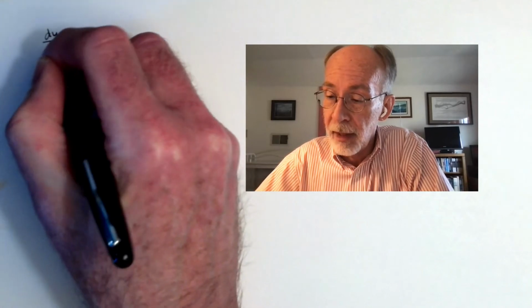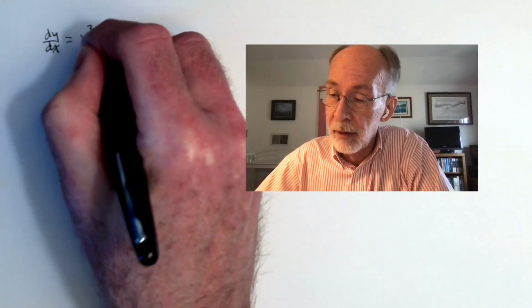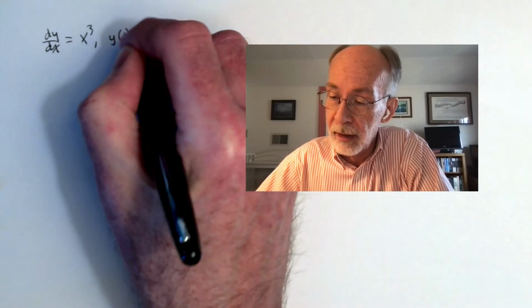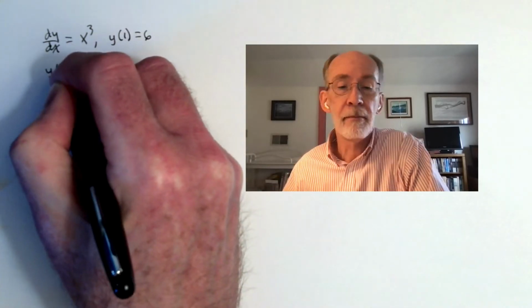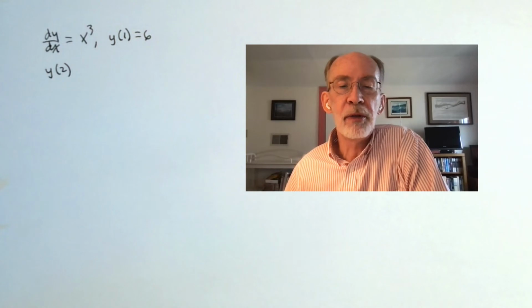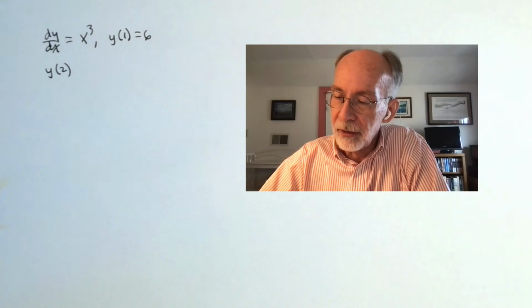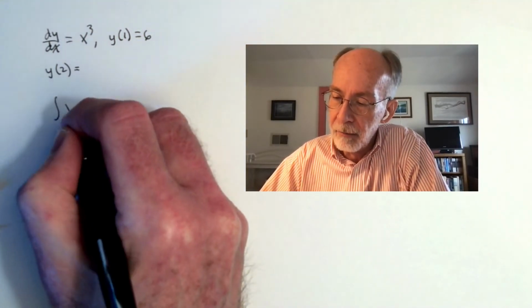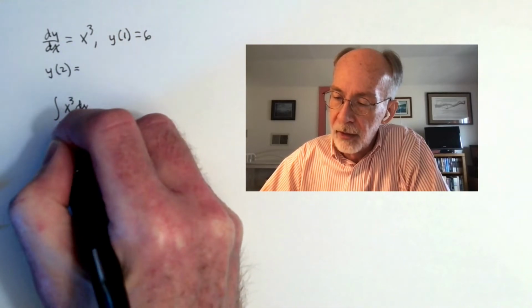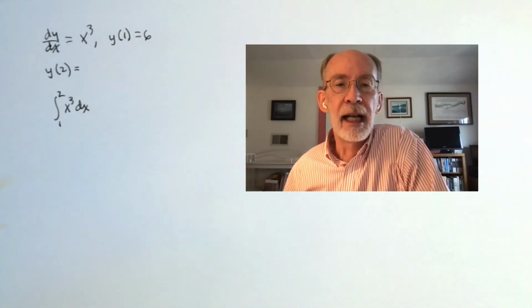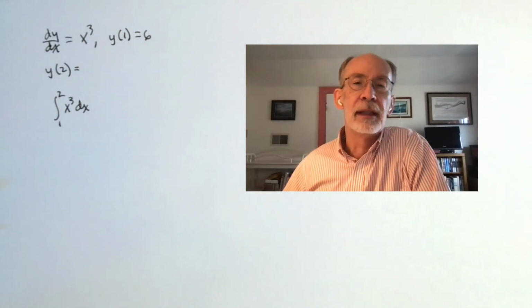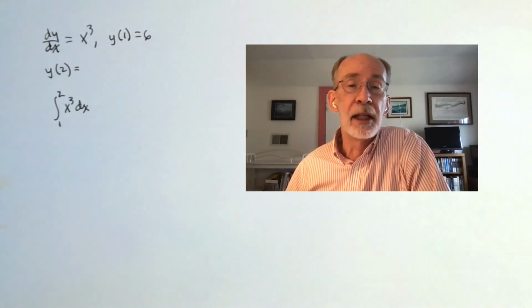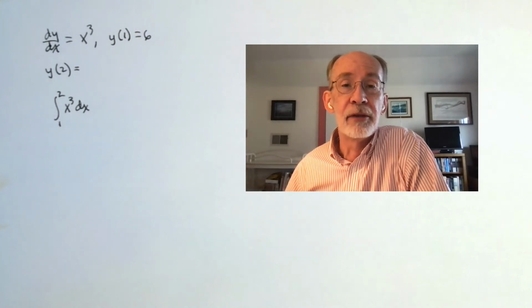So our initial value problem was dy/dx equal to x cubed, y of 1 equal to 6. What is y of 2? And we're going to approach it by means of the fundamental theorem of calculus. And that approach goes like this. If I integrate x cubed from 1 to 2, and those limits are not accidental. One is the value of x for which we know a value of y, and the other is the value of x for which we're attempting to find a value of y.